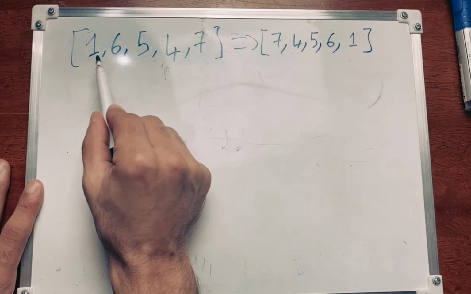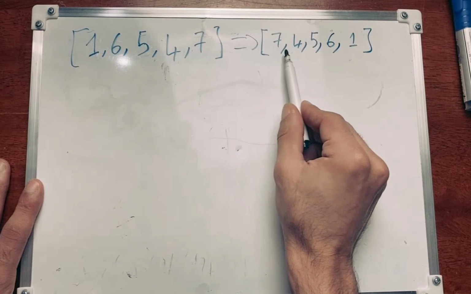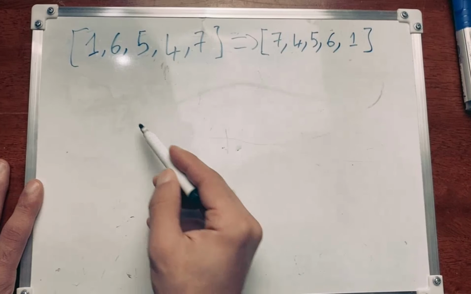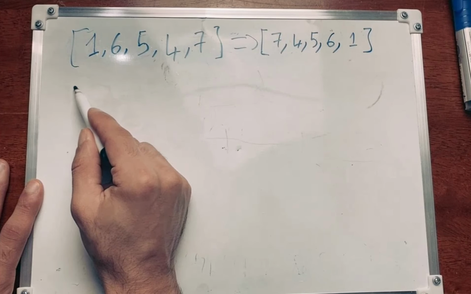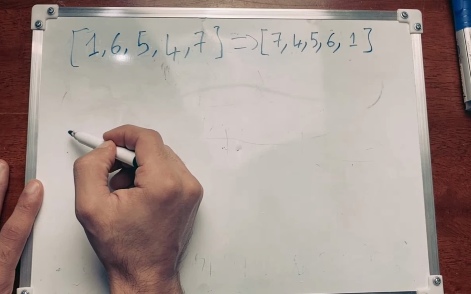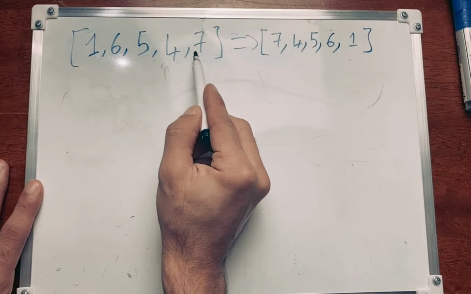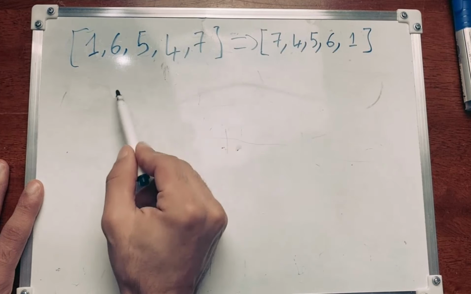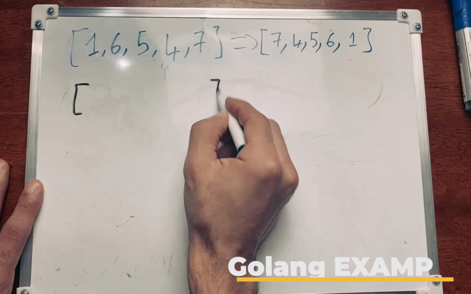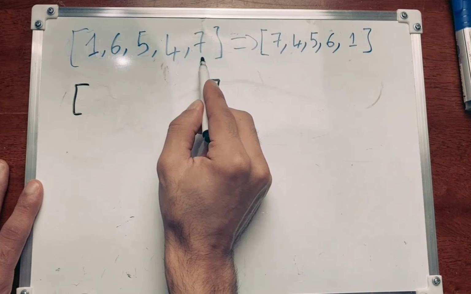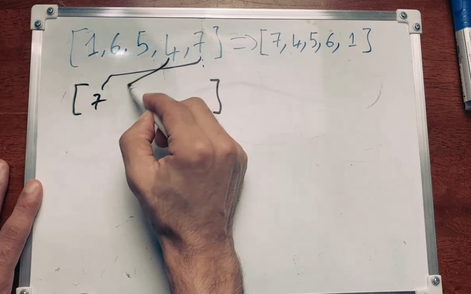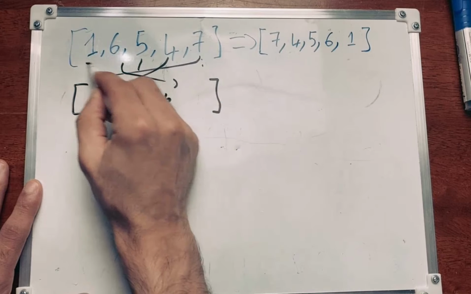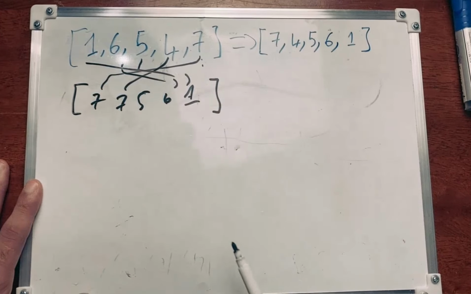As you can see, 1 6 5 4 7 becomes 7 4 5 6 1. To do that, we can allocate a new array, so new space in the memory, and iterate through this array from the end, putting each element in as we keep iterating. So we create an array, iterate from the end, and put it here, then here, then here, then 6, then 1. Okay, that's one method to do it.